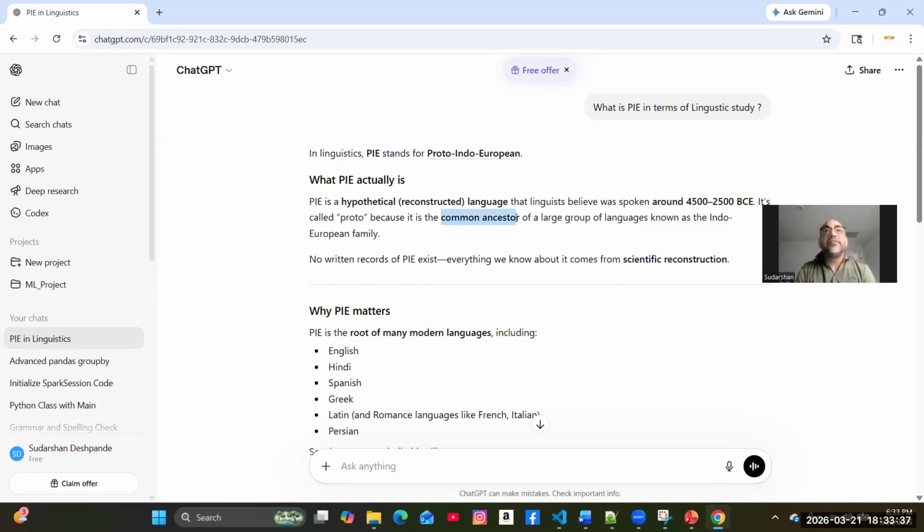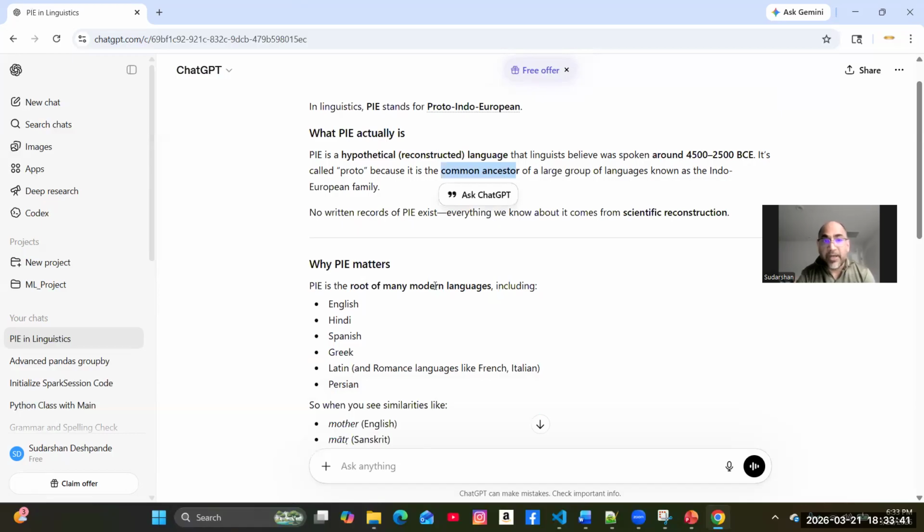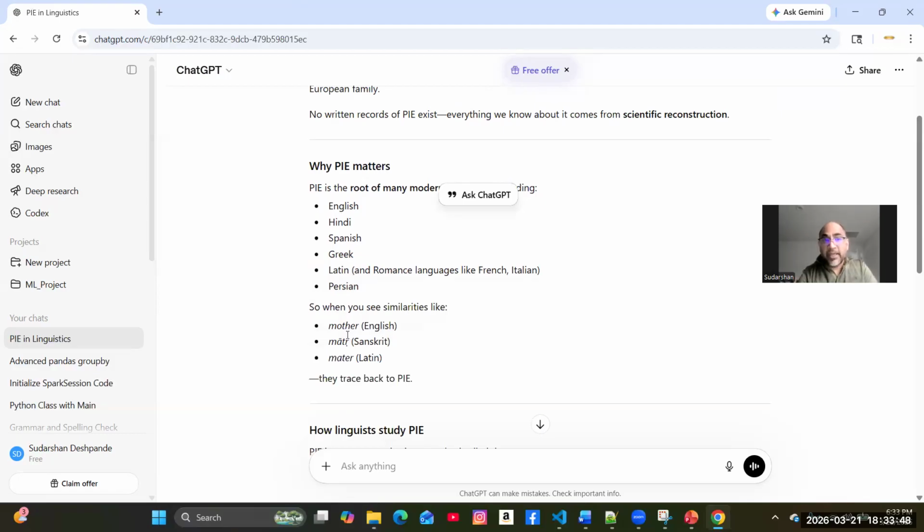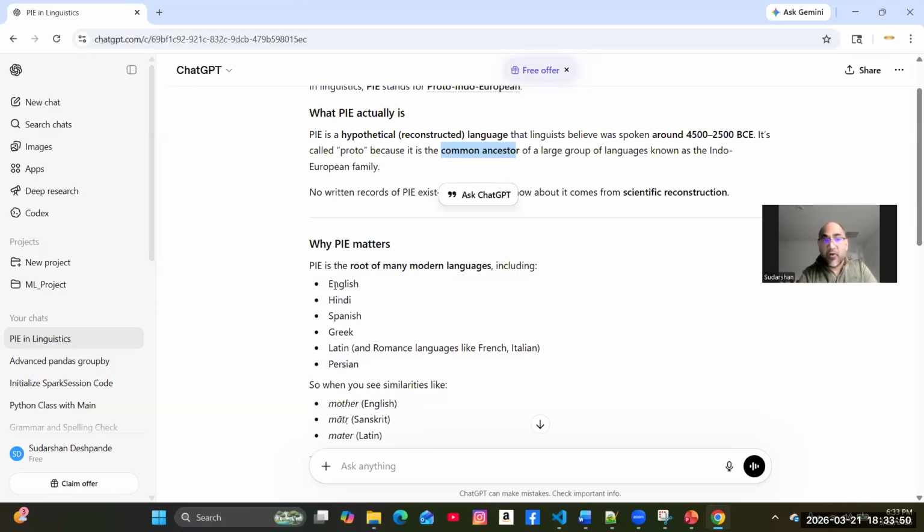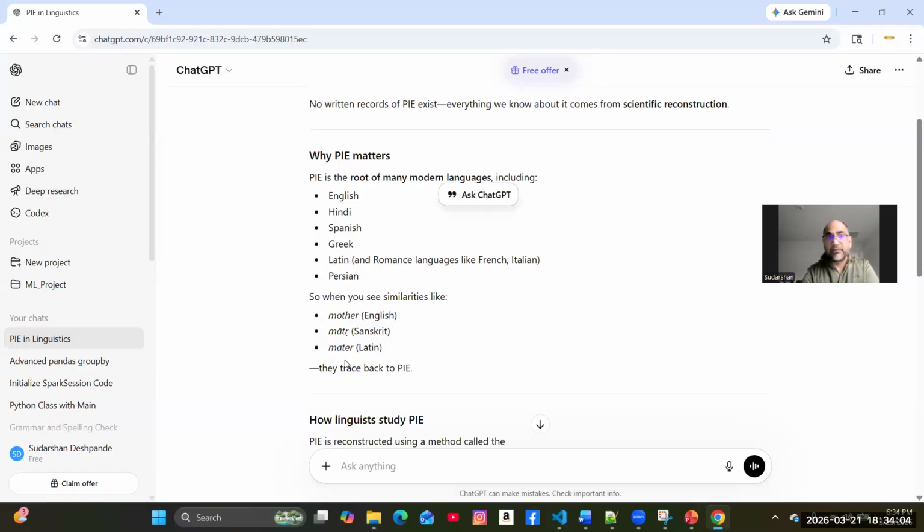So the belief is that today, if you see here, the descendants of PIE are English, Hindi, Spanish, Greek, Latin, Persian, Sanskrit. So it is not that one language has evolved into all of these. What it says is that something called PIE is the common ancestor. That means from that common ancestor, the words are borrowed into these many languages. That's what it means.